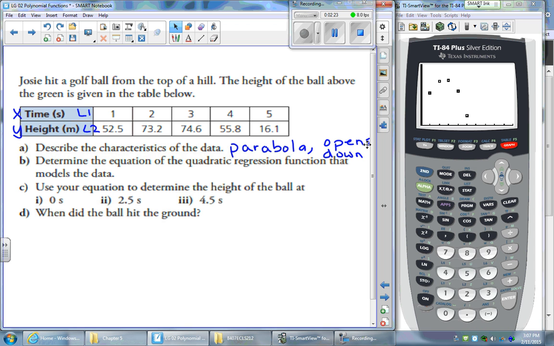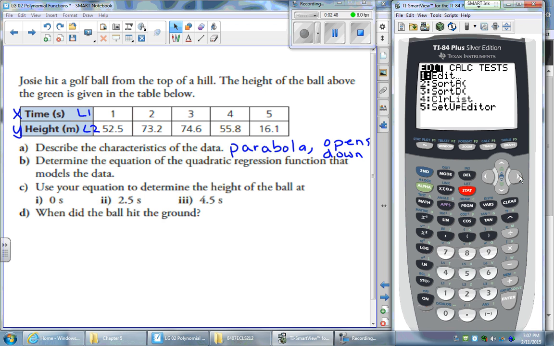Now we want to determine the equation of the quadratic regression function. Now in this case, it's telling you that it's a quadratic regression function. But if you weren't sure, by just looking at the data, when you're looking at this graph of the data and you're seeing the nice parabolic arch shape, you should be able to recognize that this is a quadratic function. Now what you're going to do is you're going to go into Stat, you're going to scroll right to the Calc label, and you're going to choose number 5, Quadratic Regression.